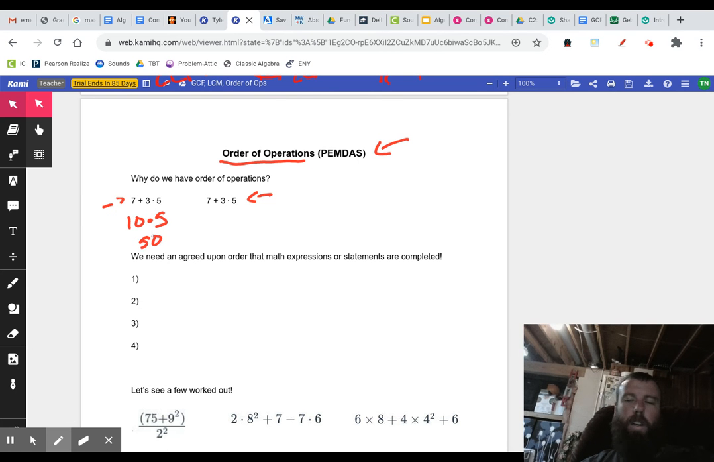Well, the person to your left or to your right or in front of you or behind you or anywhere could have done this, right? What's 3 times 5? Well, 3 times 5 is 15. They haven't messed with that 7 plus yet. 7 plus 15 is 22, right?